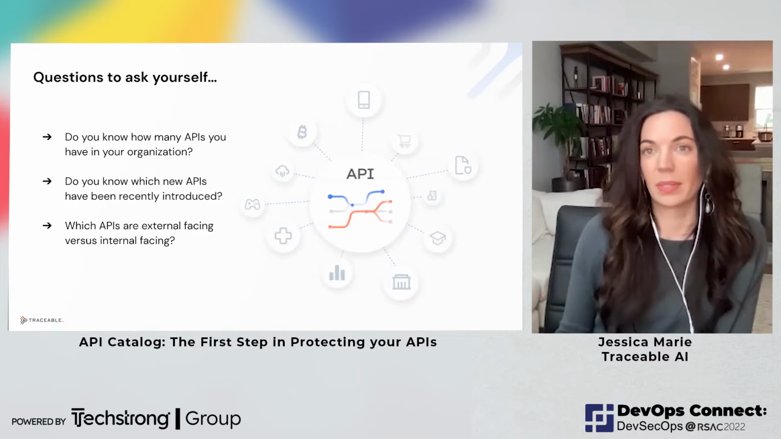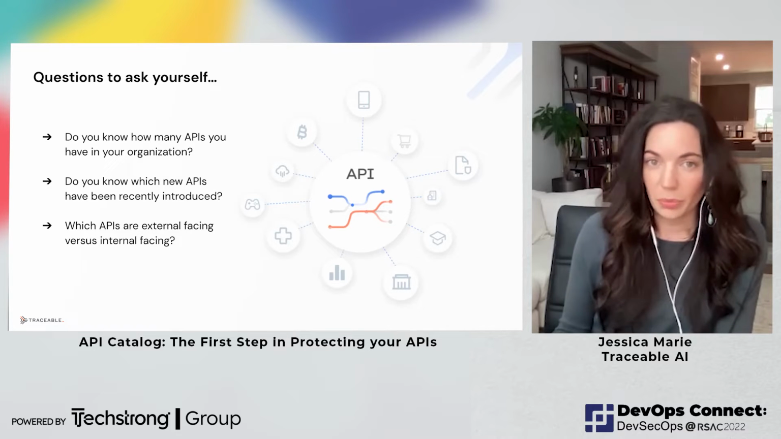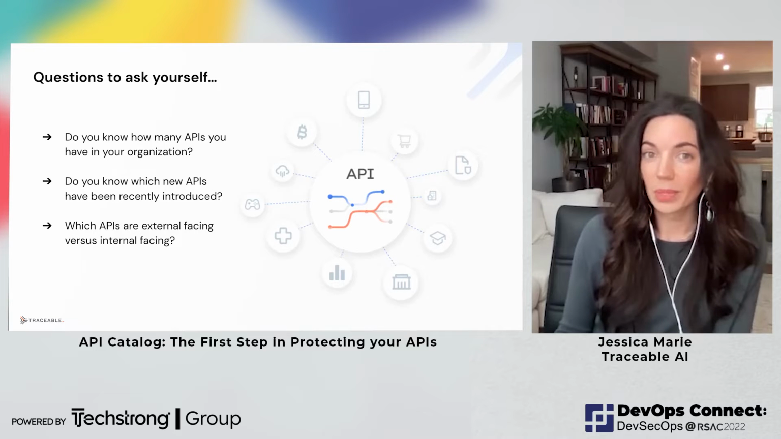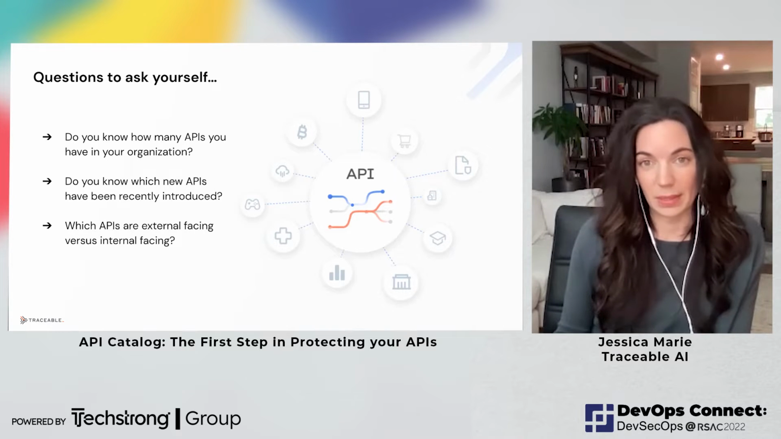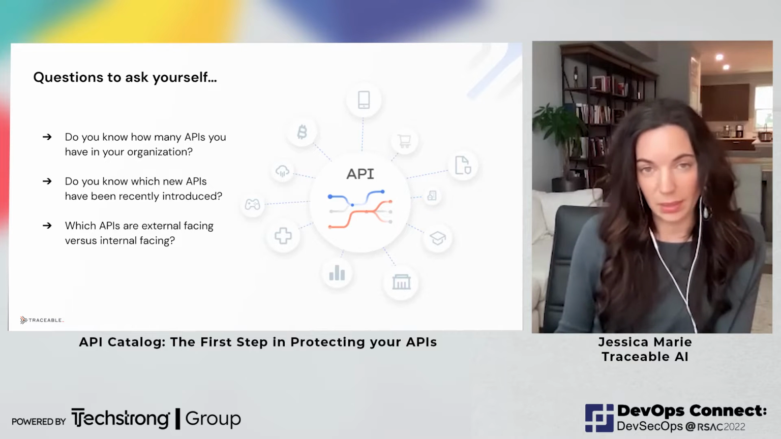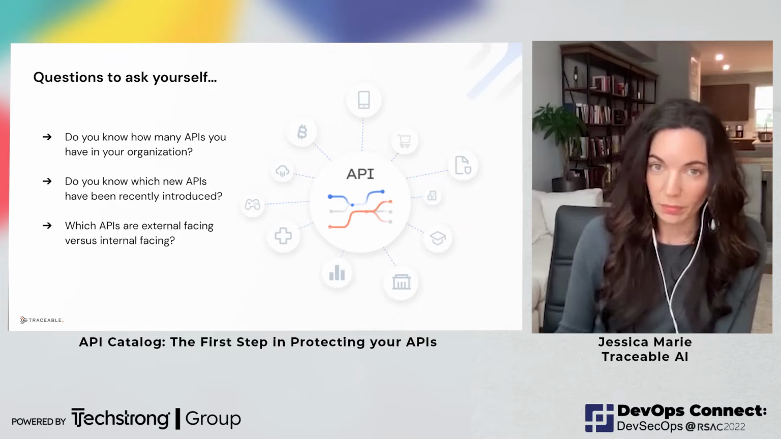So here are some questions that you might want to ask yourself just as you're evaluating your current environment. Do you know how many APIs you have in your organization? Do you know which new APIs have been recently introduced? And which APIs are external facing versus internal facing?